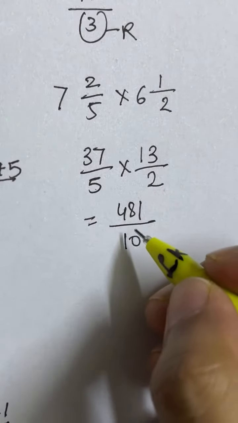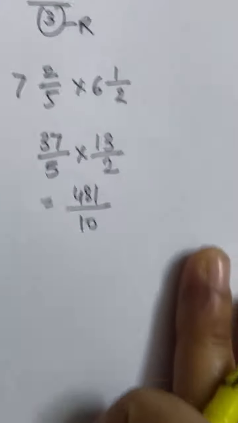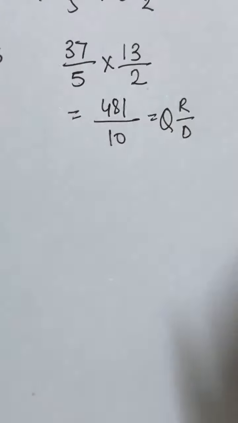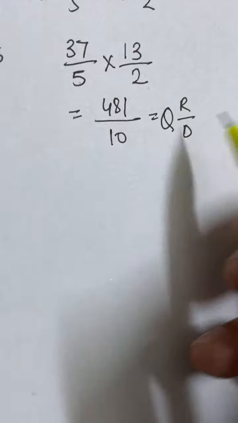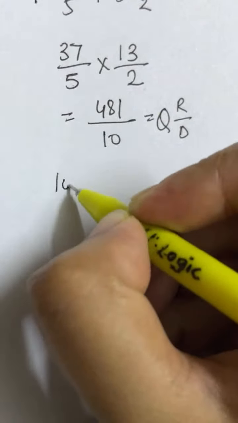This one, what I can do is convert it using the QRD rule. So I'm going to use that QRD rule. That's equal to Q R over D. You have the quotient as the whole number part and the remainder over divisor as the fractional part. So let's divide it. That's 10.